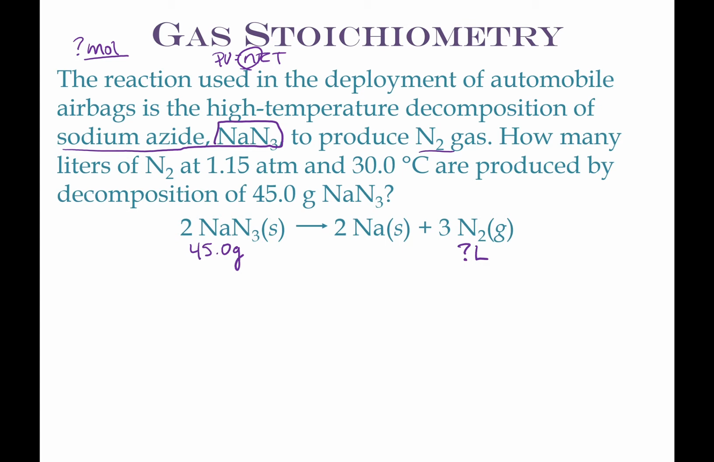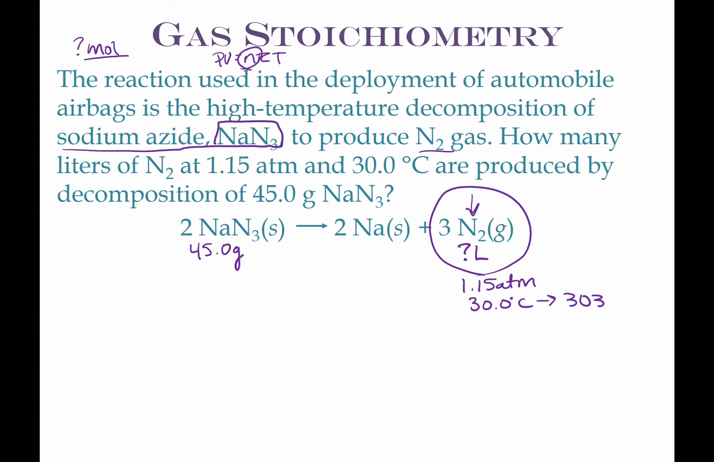So first thing we need to do is we're going to find moles of sodium azide and convert that to moles of nitrogen, because we want to know how many liters of gas that's going to make. And so we need to be talking about nitrogen, because we're saying that the nitrogen has the 1.15 atmospheres and 30 degrees Celsius. Okay, so 30 degrees Celsius, we have to add 273 to that. So we add 273 and we get 303.